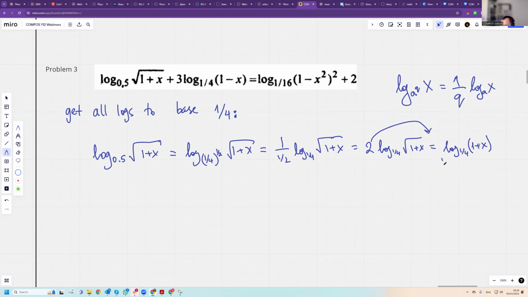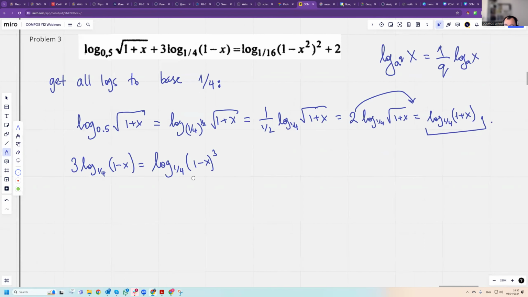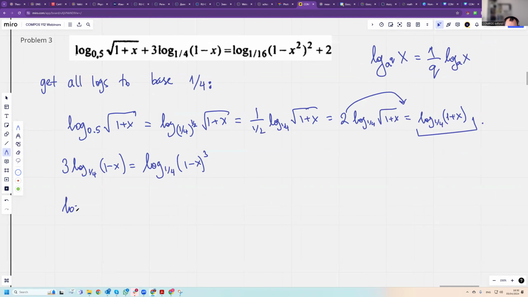So you see, it gets easier. All right, 3 log base a quarter of 1 minus x can be written as log base a quarter of (1 minus x) cubed. That's the easy one. All right, getting to the advanced one, log base 1/16 of (1 minus x) squared equals.